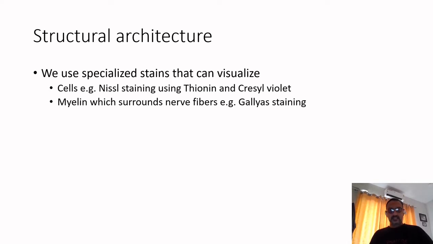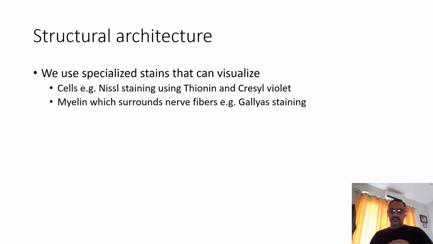As I just mentioned, for the structural architecture, we are looking at these nodes, which are little cells, and we use a special kind of staining. The most commonly used one is called Nissl staining. There are two chemicals that are used. One is called crystal violet, the other one is called thionin. I won't get into the details of it.